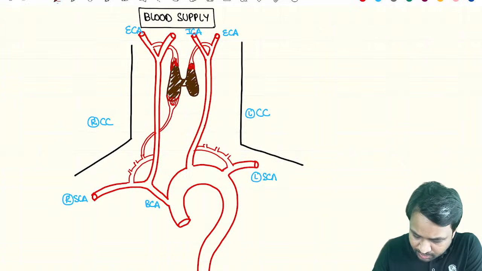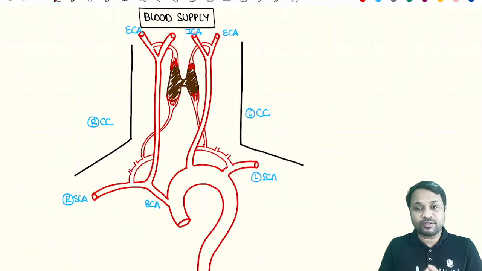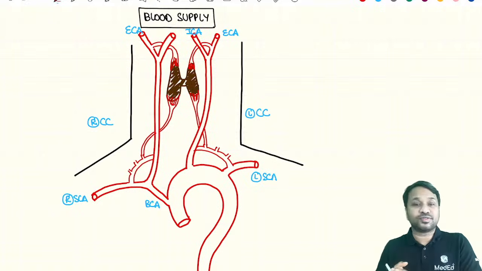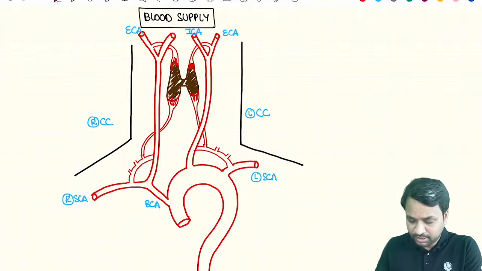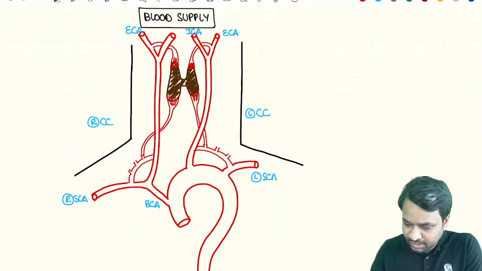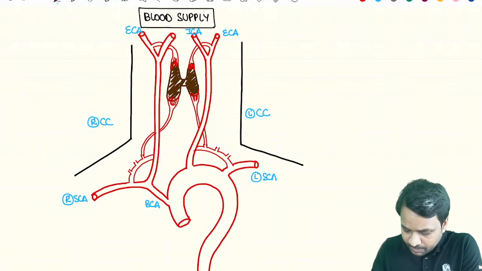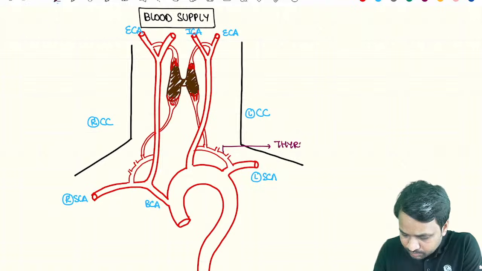So the inferior thyroid artery is a branch of, right? If they ask you the question that the inferior thyroid artery is a branch of, it is a branch of the thyrocervical trunk, which itself is a branch of the subclavian artery, which is going to supply the thyroid gland. For the sake of understanding, I'm just going to quickly label it. This is what we call the thyrocervical trunk.